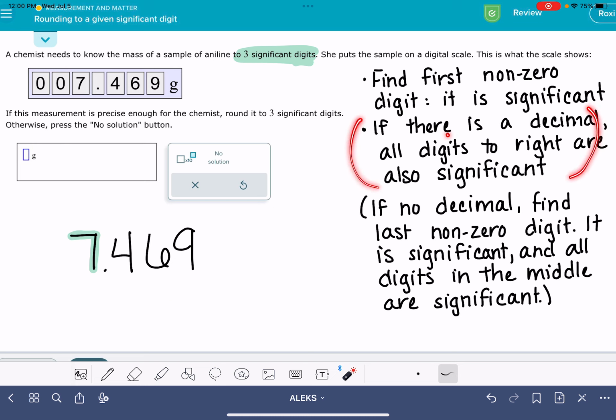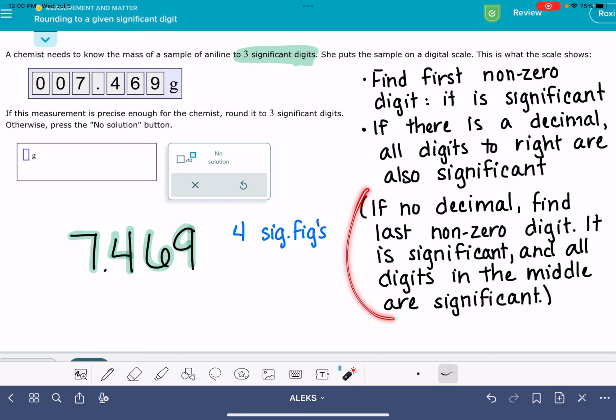Rule number 2, if there's a decimal point, boom, just like that, all of the digits to the right of that first non-zero digit are also significant. So I'm just going to highlight all of them. This number, as it is written, has 4 significant figures.